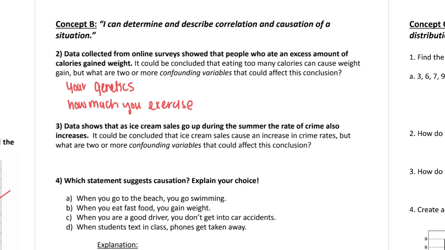All right, second question, it says that ice cream sales go up during the summer. The crime rate also increases, so then it could be concluded that ice cream sales cause an increase in crime rates. But what are two or more confounding variables that can affect this conclusion? So one thing could be the temperature outside.